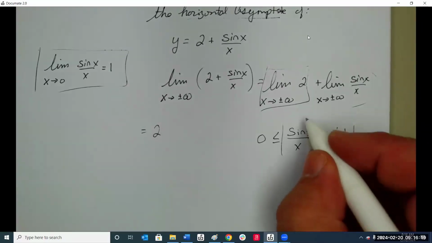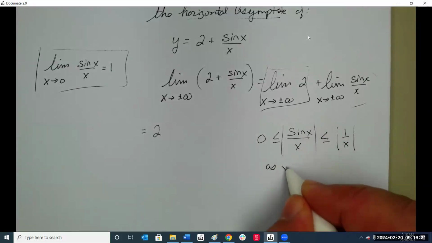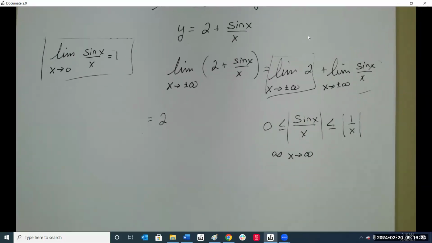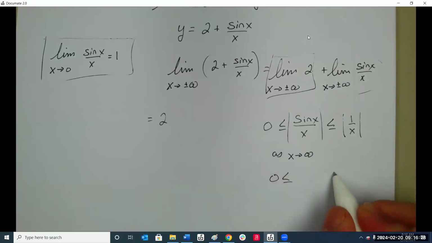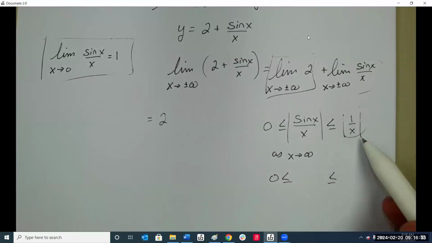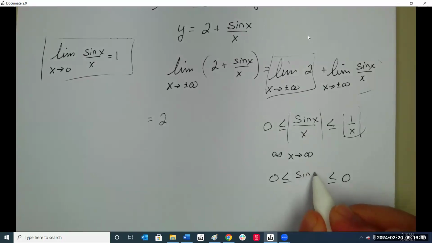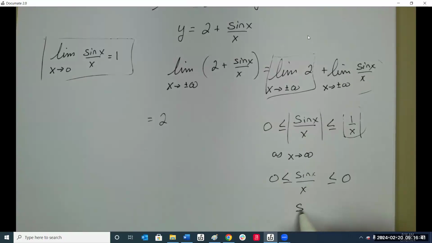As x goes to infinity, what happens to this function? It becomes 0. So sine x over x has to equal what as x goes to infinity?